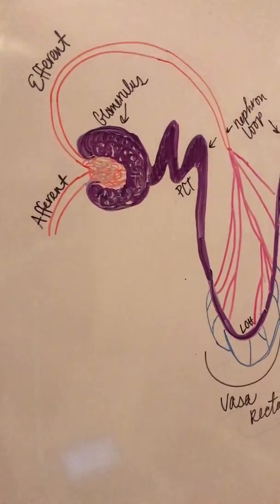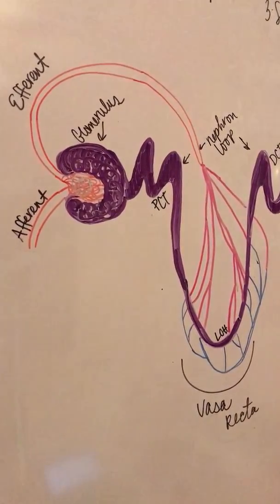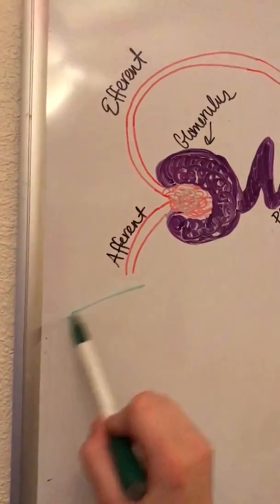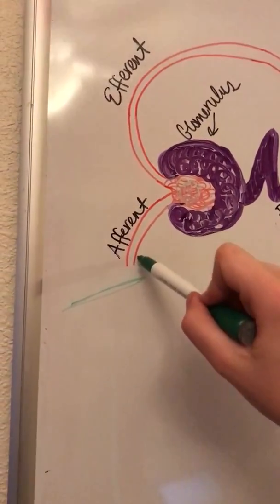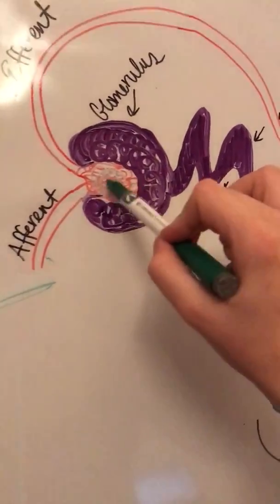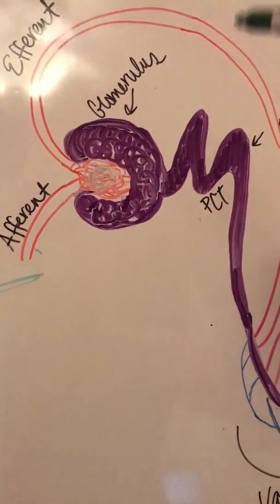So I'm going to walk you through all the structures and then I will talk about the steps of urinary production. So the blood flow comes in through the arteries and through the veins, which go into the afferent and efferent arteries, which then supply the glomerulus capillaries with blood flow.